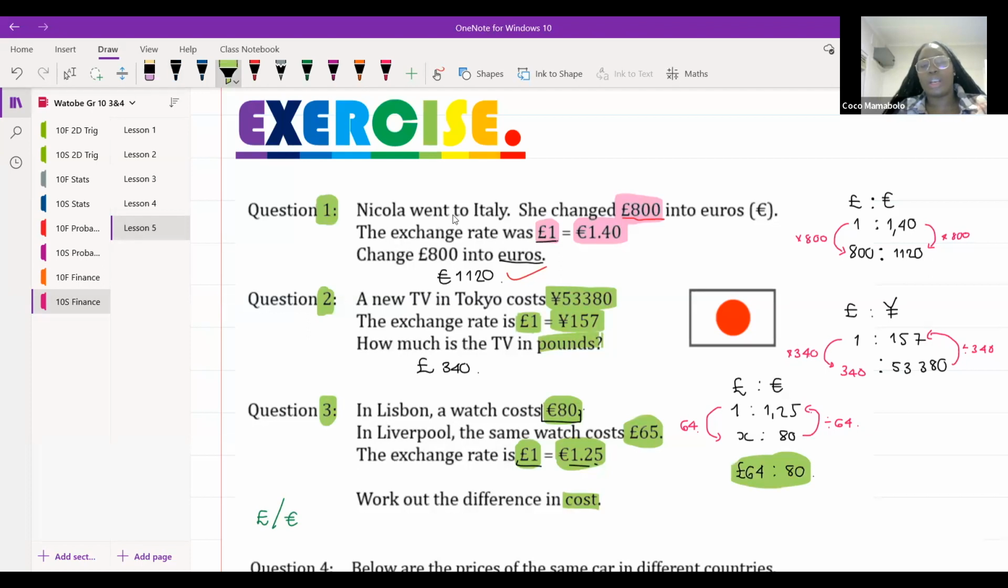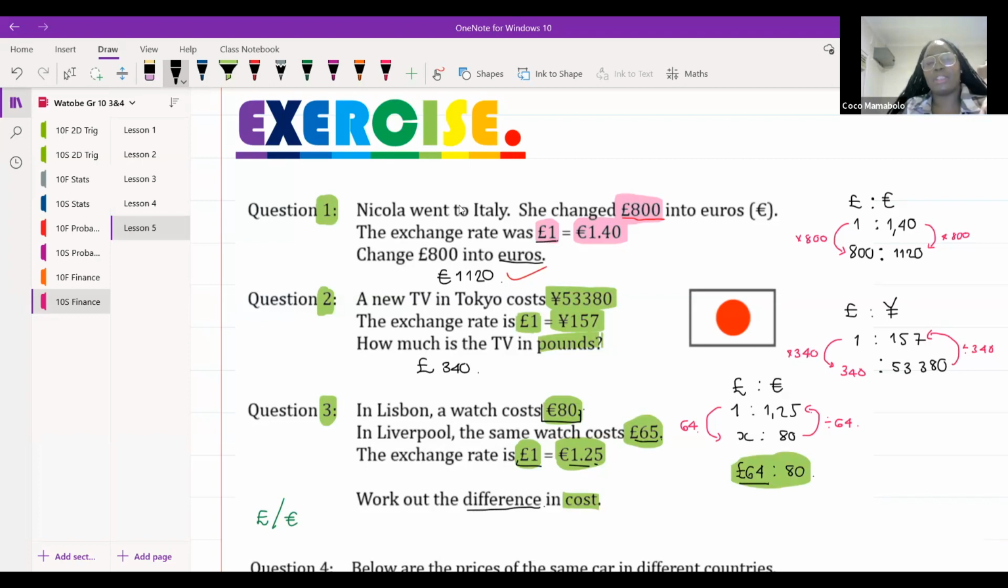So now you can do the calculation in the other direction, right? Now that I've got pounds and pounds, I can actually say the difference. What do I need to do to work out the difference, guys? What do I need to do to work out the difference?